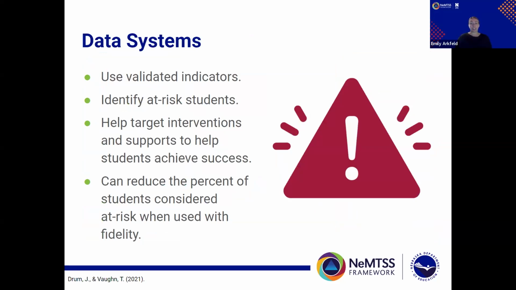By tracking certain data systems, which you have heard called early warning indicators, it is possible to identify when students are beginning to fall off track, providing time to intervene and alter their trajectory to keep students on the pathway to graduation. It also provides valuable data on ways schools and classrooms are or are not working for student groups so that they can action plan at all 3 tiers. As you can see on the slide, data systems use validated indicators to identify at-risk students, and that helps target interventions and supports to help students achieve success, and it can reduce the percentage of students considered at risk when used with fidelity.